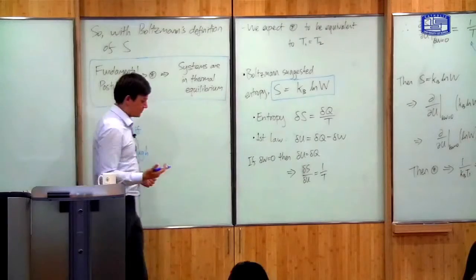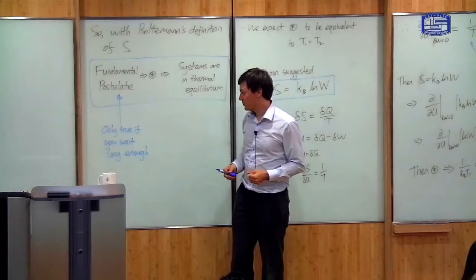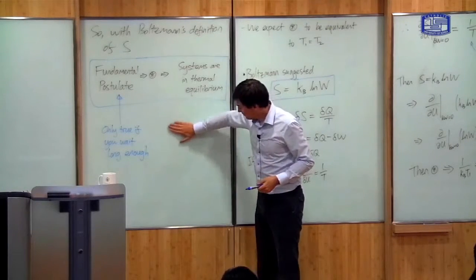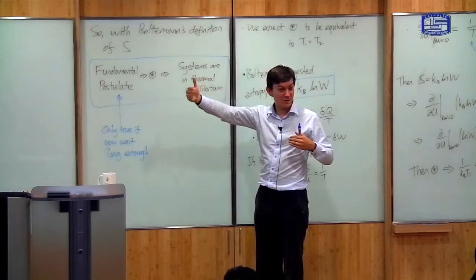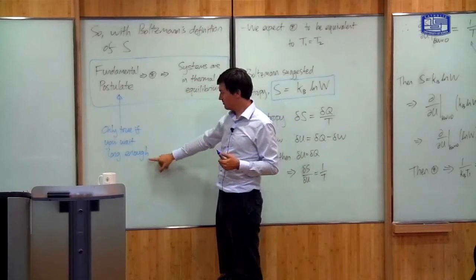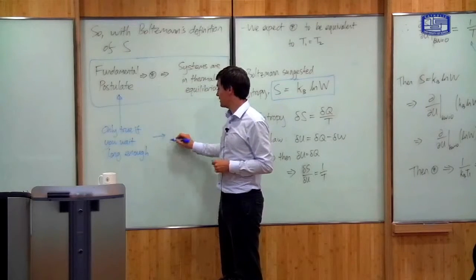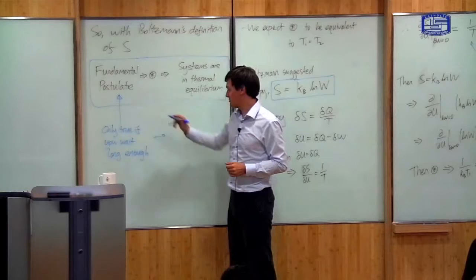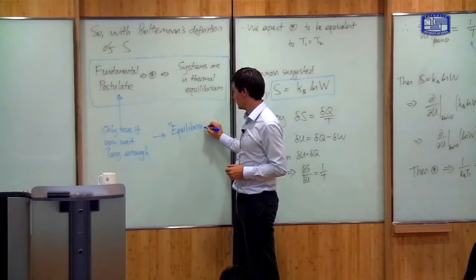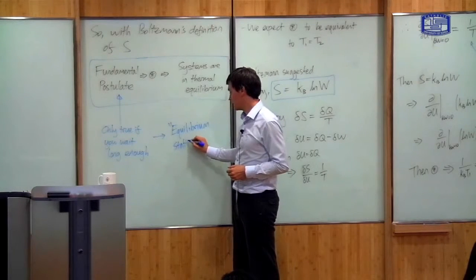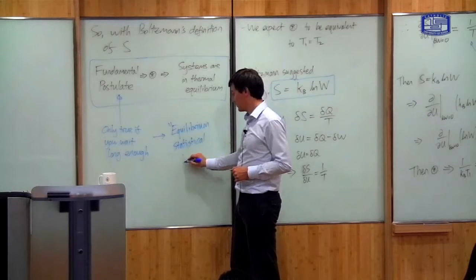And how long is long enough depends upon the system you're looking at. For example, the coffee will take about 10 minutes. But if you're talking about a massive body like the Earth, then it will take an enormous amount of time for thermal equilibrium to be reached. So this postulate is only true if you wait long enough. It's only true for systems in thermal equilibrium. And that means that what we study in this course, where we assume that this is true, is known as equilibrium statistical physics.